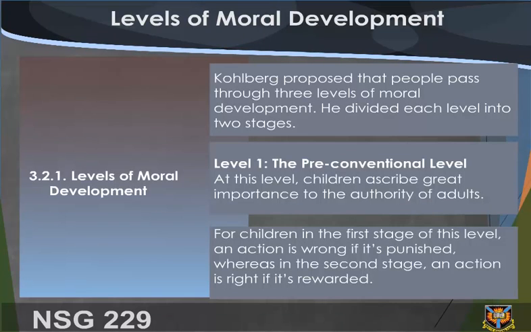Levels of moral development. Kohlberg proposed that people pass through 3 levels of moral development. He divided each level into 2 stages. Level 1, the pre-conventional level. At this level, children ascribe great importance to the authority of adults. For children in the first stage of this level, an action is wrong if it's punished, whereas in the second stage, an action is right if it's rewarded.